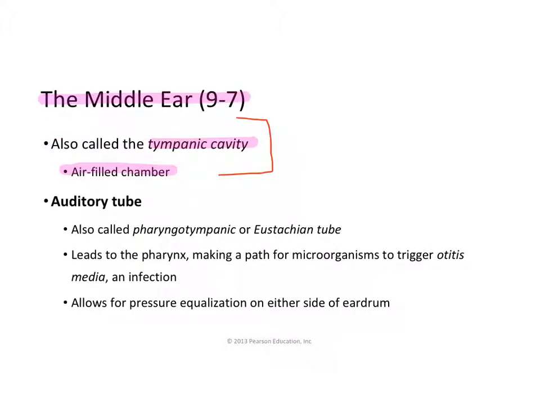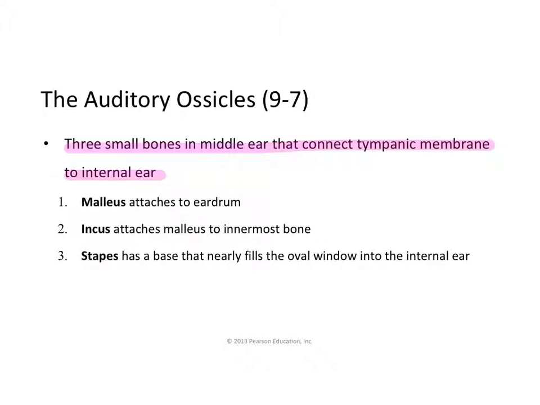The middle ear: there's an area called the tympanic cavity, which is an air-filled chamber. There's also the eustachian tube, or the pharyngotympanic tube. There are three small bones called the auditory ossicles. Make sure you know them. They're in the middle ear, and they connect the tympanic membrane to the internal ear. There's the malleus that attaches to the eardrum, the incus that attaches to the malleus, and the innermost bone, the stapes, whose base nearly fills the oval window into the internal ear.